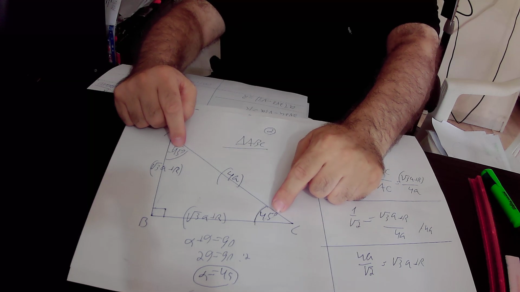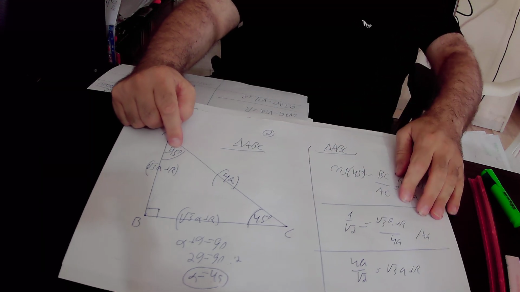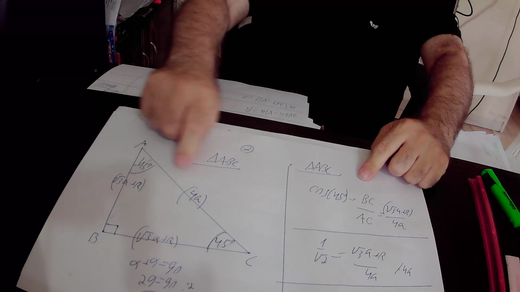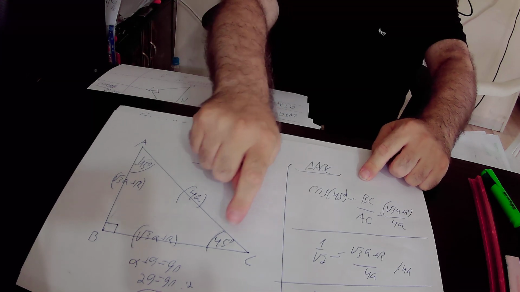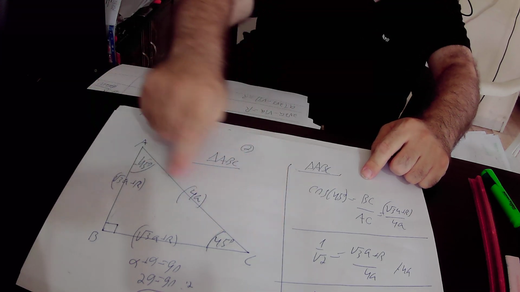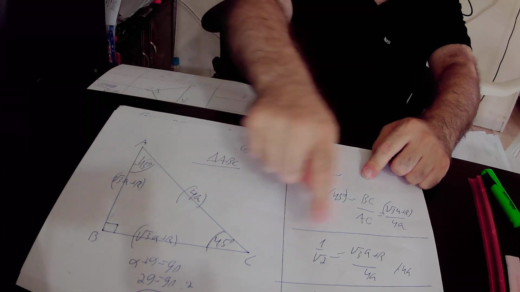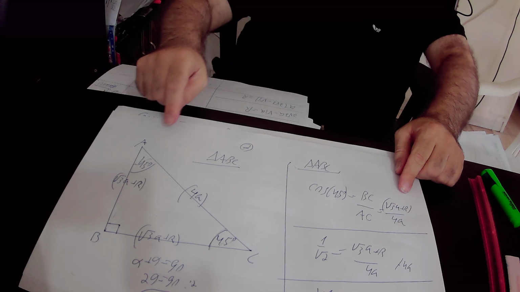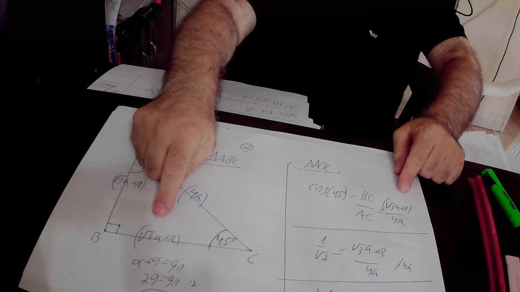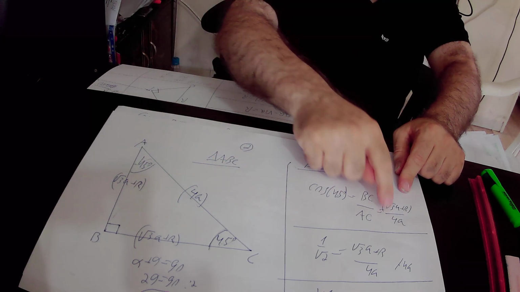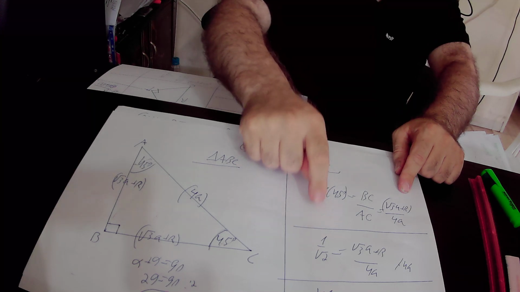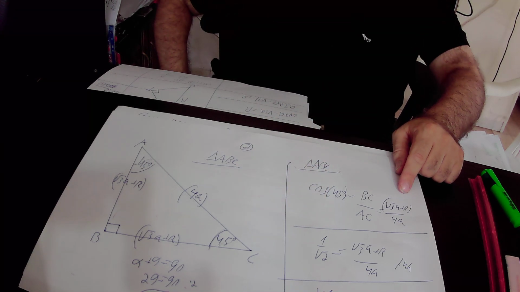So each angle is equal to alpha. In the right triangle ABC, if we focus on this angle, cosine 45 degrees equals BC over AC. Again, cosine 45 degrees equals BC over AC. BC is equal to square root of 3 times (A plus R), AC equals 4A, and cosine 45 degrees equals 1 over square root of 2.